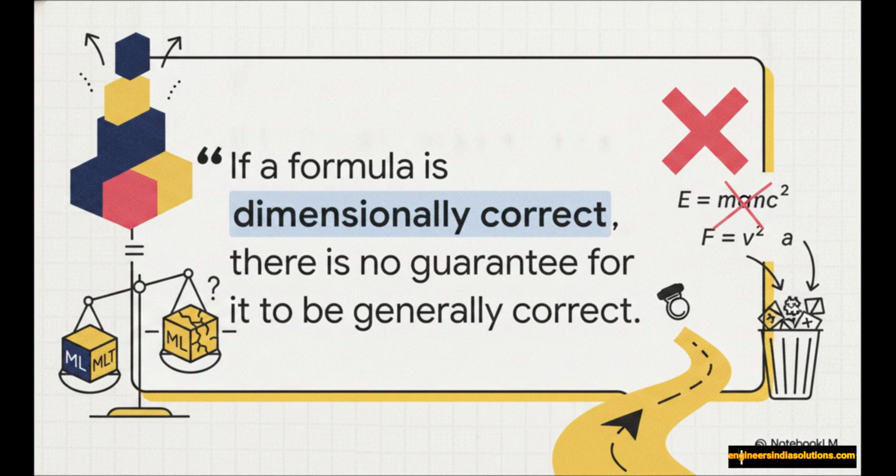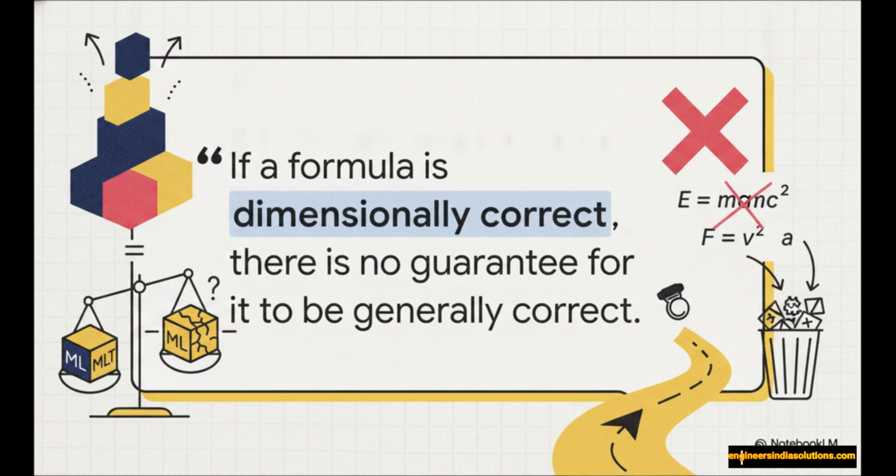Which brings us to a golden rule you absolutely need to etch into your memory for exams. And it goes like this. If a formula is dimensionally correct, there is no guarantee it is generally correct. But if it is dimensionally incorrect, it is absolutely generally incorrect. Examiners absolutely love to test this exact logic. It's basically a one-way street.